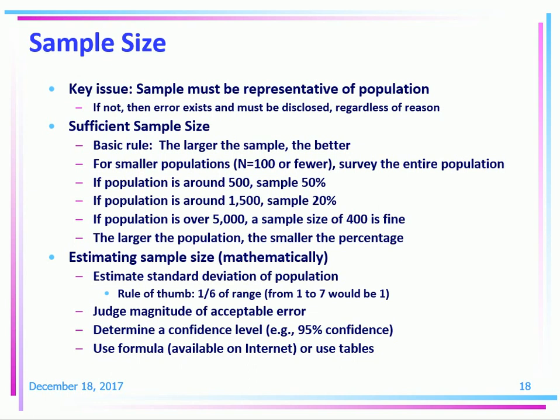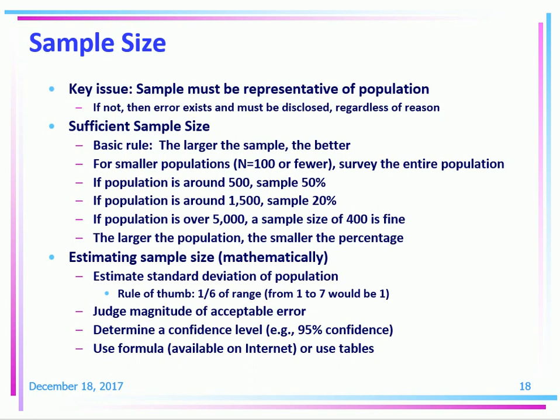So for smaller populations where you have 100 or fewer, you try to survey the entire population. If the population is around 500, you try to sample 50%. If it's around 1,500, you sample 20%. And you can sort of see as you get larger, the law of large numbers kicks in, and the sample size kind of flattens out. And so over 5,000, if you get 400, you probably are going to have a reasonable sample as long as the sample is selected in a fairly random fashion or stratified random fashion.